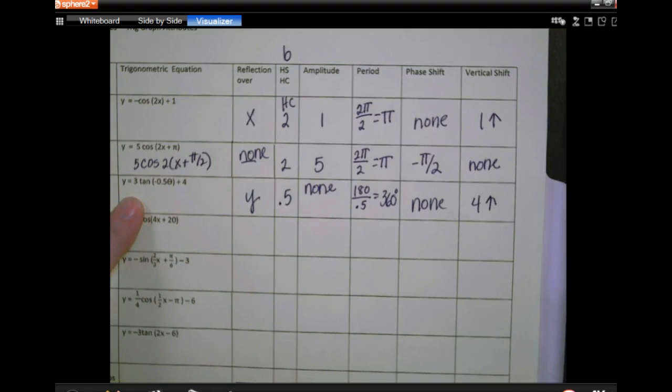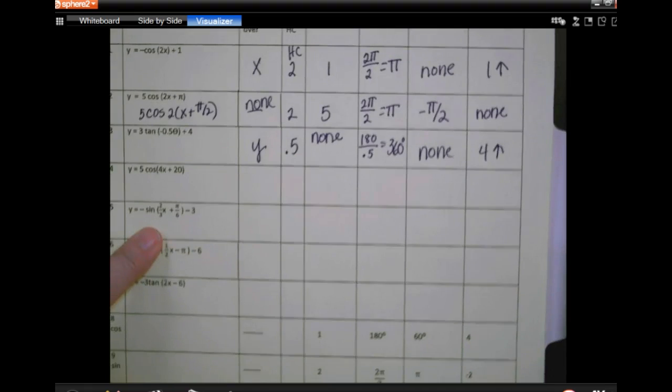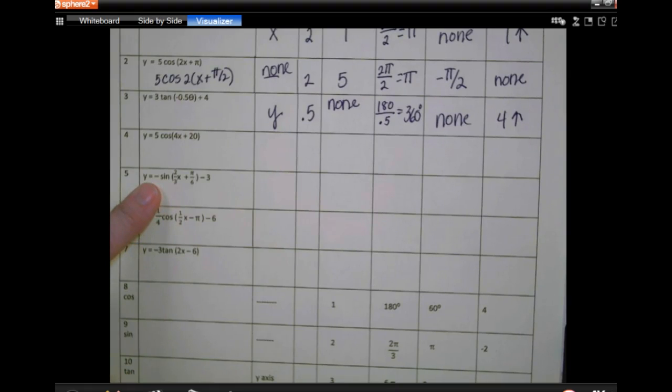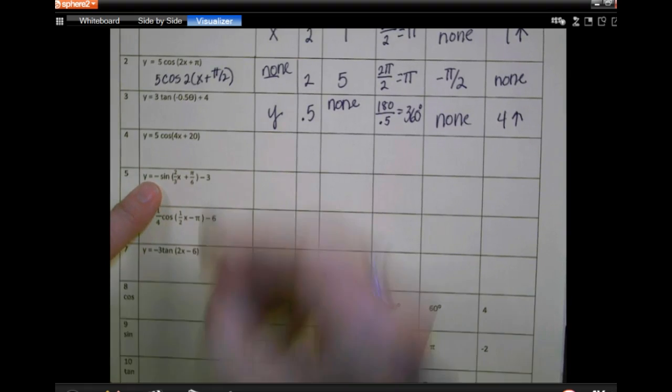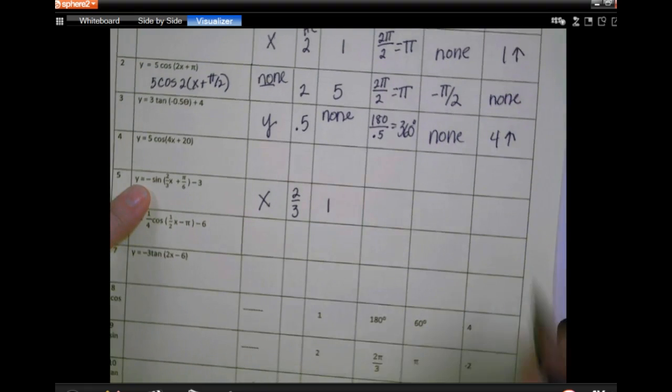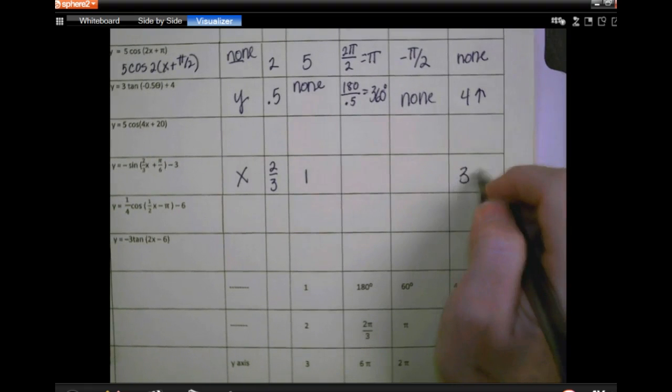Okay, so how many of you are okay so far? I'm going to go ahead and do the one with the fractions, which is number 5. So the negative on the outside is a reflection over what? X. My b this time is 2/3. Yeah, I'm just going to do the fraction one. My amplitude is 1 because it's always positive. I know my vertical shift is down 3, right?